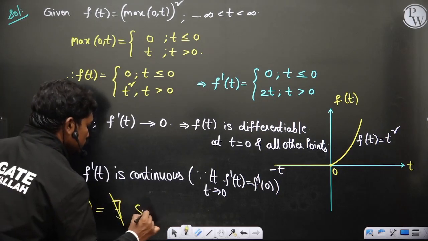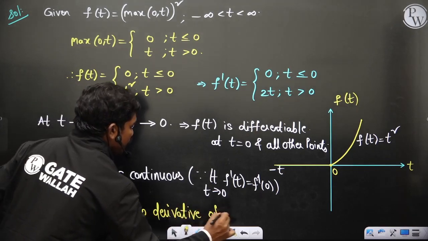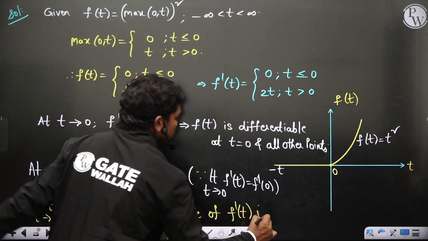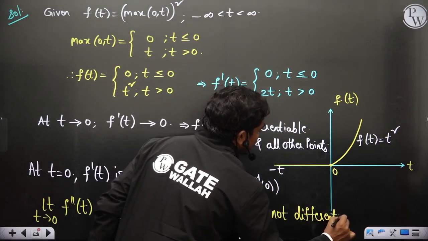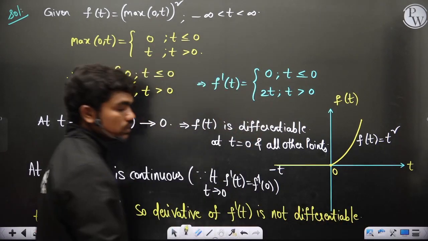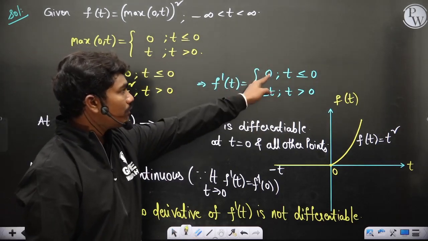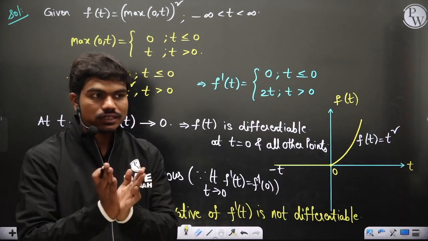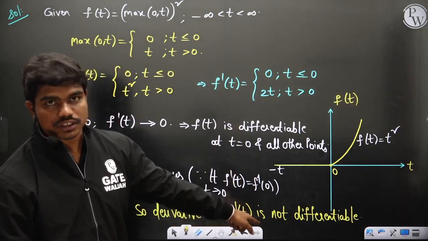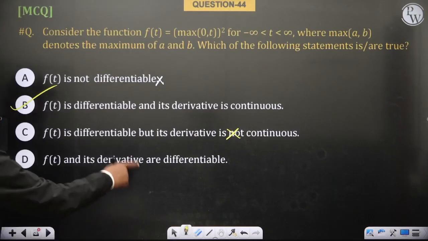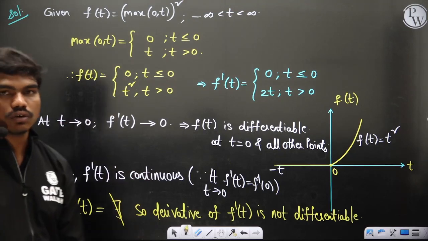So the derivative of f dash of t is not differentiable, clearly, because if you do one more differentiation, you get 0 and 2 here. On the left neighborhood it is 0, on the right neighborhood it is 2, meaning the derivative of the function increases very rapidly. So the derivative does not exist at that point. This statement is also wrong because the derivative is not differentiable. So only B is the correct answer because of these understandings and concepts. Thank you.